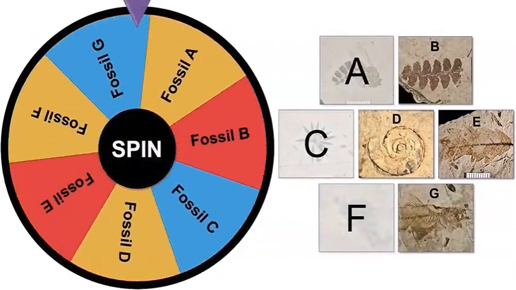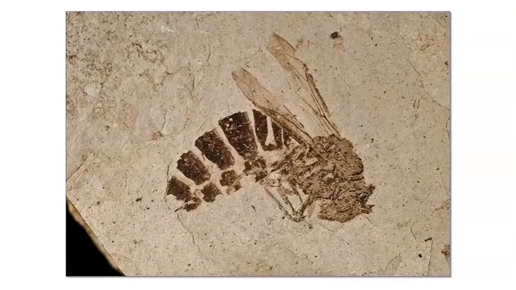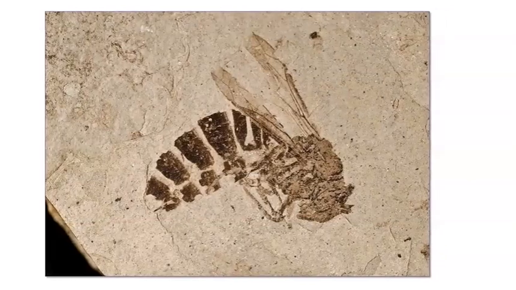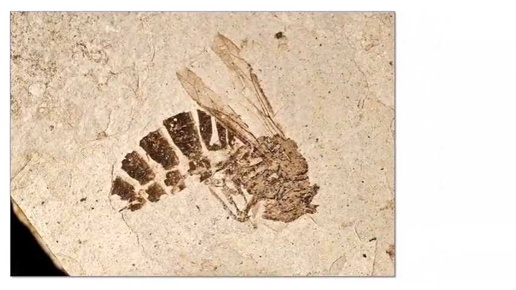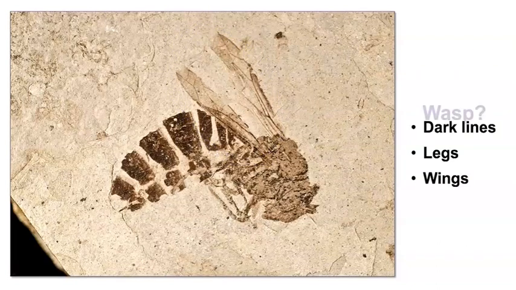All right, here we go. Round and round and round. Fossil A. Oh, cool. Check out this fossil. What do you notice? I notice its body has dark lines on it, and I also see lines under the body that might be legs. Oh, and those look like wings. So what do you think this could be? Some type of flying insect? Sort of reminds me of a wasp. Do you think this might be the fossil of a wasp?